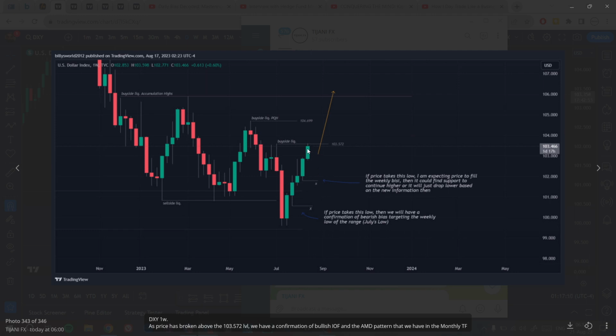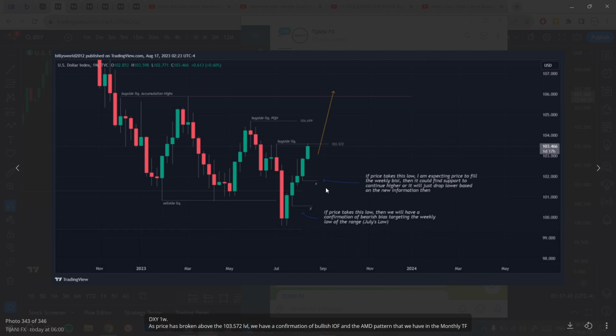I mean by that, if price breaks this low here, I'm expecting price to fill this weekly BC. If you see this high and this low, we have a weekly BC. First, I'm expecting price to continue bullish without filling this BC right here. But if price drops lower, taking this low, it doesn't mean that the bias has shifted. It just means that price is heading to fill this weekly BC.